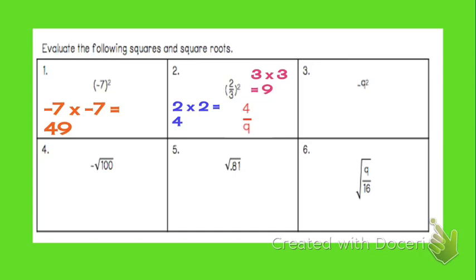Number 3, so now we have negative 9 squared. And we said before that if it's not in parentheses, you're basically saying negative 9 times 9, and that gives you negative 81.